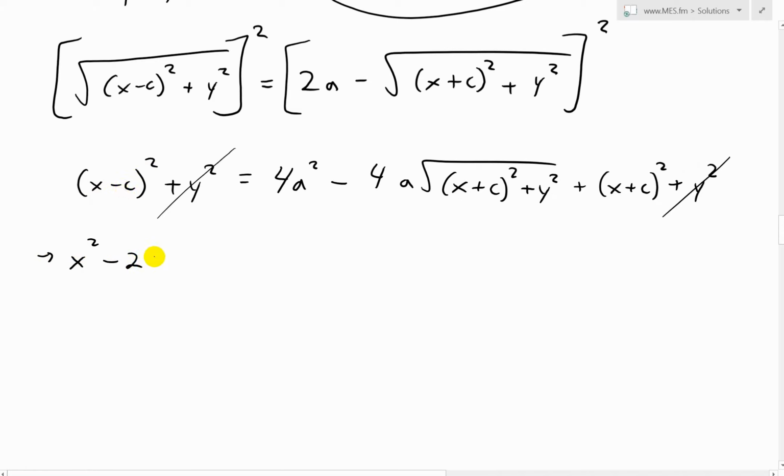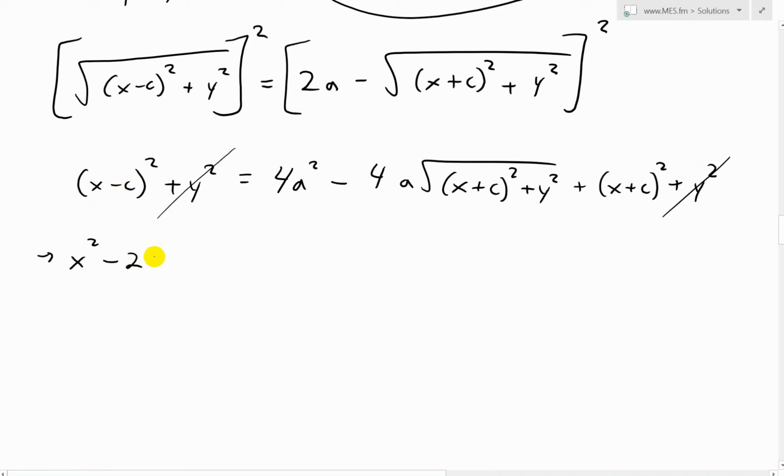Well, there's an x squared there, and there's an x squared over there, so we can cancel those, and there's also a c squared. So yeah, we're just trying to simplify further and further, and there's a c squared there we can cancel. And now what we have here is a 2cx and a negative 2cx, so we can move this onto the other side, and then we'll have negative 4cx, so those add up on the negative side. So negative 4cx equals 4a squared minus 4a, and then we have a big square root of (x plus c) squared plus y squared, like that here.